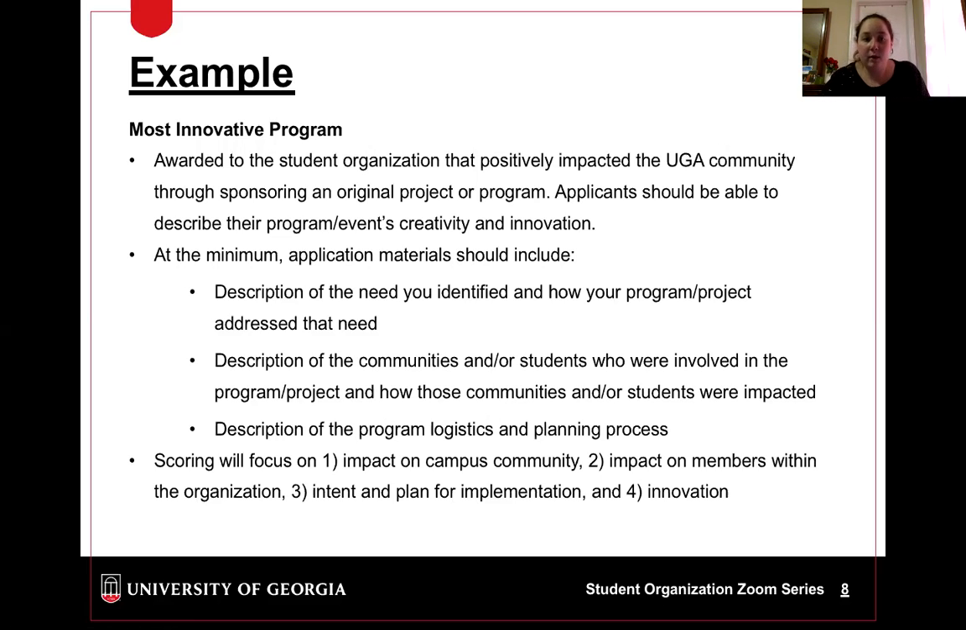So at a minimum, you should include the description of the need you identified and how your program or project addressed that need, a description of the communities or students who were involved and how they were impacted, and then also the program logistics and planning process. And so you'll see we've pulled directly from that description, and this is what the judges will be judging you on. So the impact on the campus community, impact on members within your organization, the intent and plan for implementation, and then also the innovation.